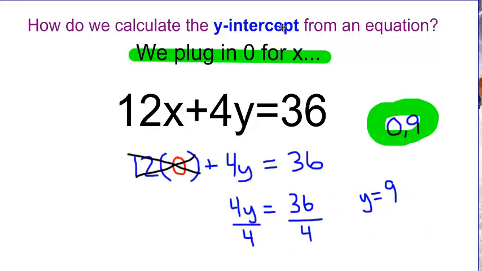Similarly, when we want to calculate the y-intercept from an equation, we have to plug in 0 for x. So if you want to find the x-intercept, you plug in 0 for y. If you want to find the y-intercept, you plug in 0 for x. We're trying to get rid of that other variable.